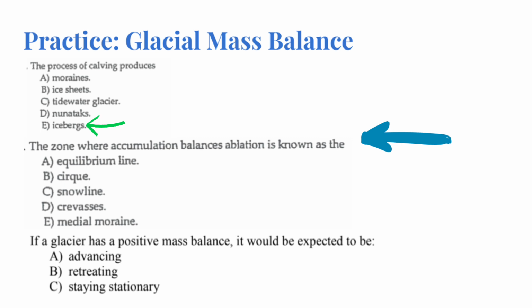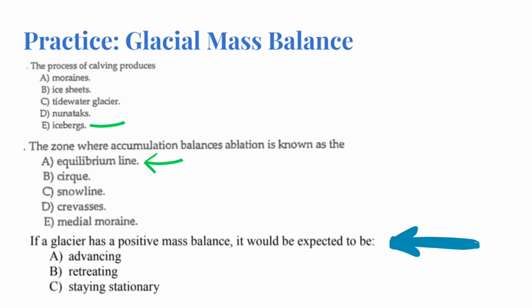So the zone where accumulation balances ablation is known as the. So this one we would choose A, and I know that C, snowline, is similar to A, but the best choice here would be A, because equilibrium line is usually very associated with accumulation and ablation zones, and so the answer is A. But if we take a look at the other choices, like B, cirque is a type of alpine glacier, is not the answer. Crevasse is a crack within the glacier, and it's just not the answer. Medial moraine is a type of depositional feature, or a type of moraine. So yeah, the answer is A.